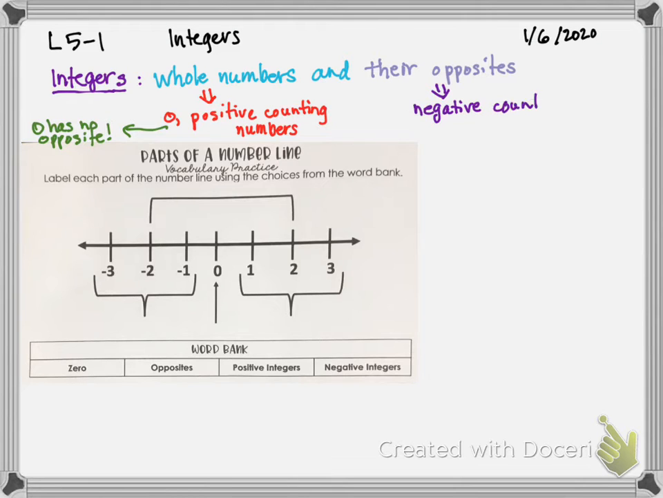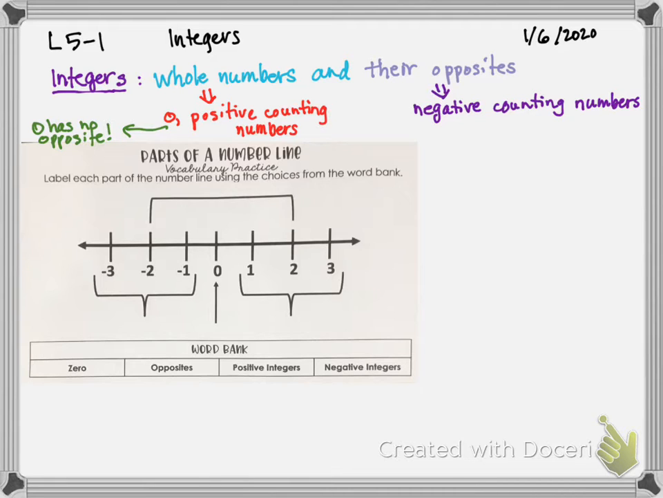So I could hear some of you thinking, okay, if integers are positive and negative whole numbers, then can I have a negative fraction or a negative decimal, negative percent? And the answer is yes, you can. They would be called rational numbers. Rational numbers take care of every other number that's not a whole number or its opposite. So you can have negative numbers that are fractions and decimals as well.